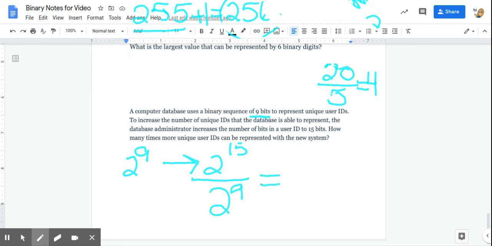When we have the same base, we keep the base and subtract the exponents. So by adding on those 6 extra bits, I get 2 to the 6th times more new IDs in this case, which equals 64. Basically each time I add an extra bit, I get double the amount of whatever I'm talking about. So we've doubled 6 times, which is 2 to the 6th, which gives me 64.